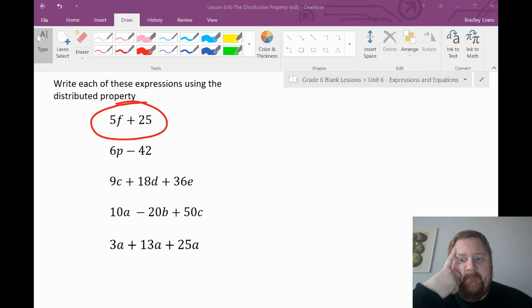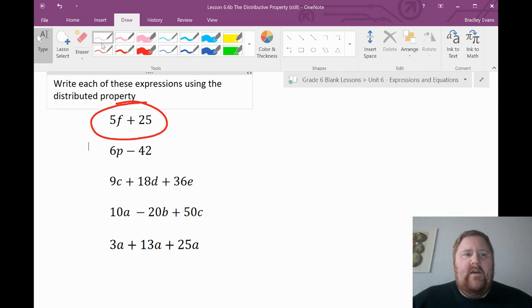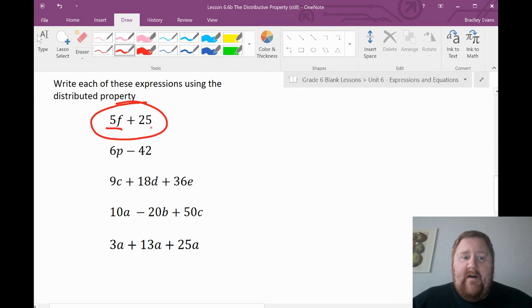Think. Got it. I know that 5 can go into both 5f and 25. So here's what I'm going to do. I'm going to take that product out, and I'm going to divide each value by 5. So I've taken the 5 out, and then I put my bracket. Notice I'm not putting a multiplication sign here because they're connected.